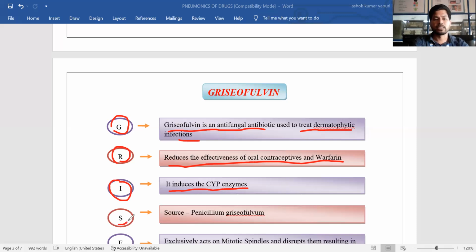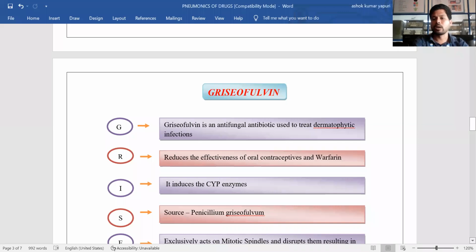The next letter is S. Regarding source, Griseofulvin is an antibiotic, especially an antifungal antibiotic. Like penicillins, it is also from a Penicillium species, Penicillium griseofulvum. Generally, penicillins are from Penicillium notatum, but here it is from Penicillium griseofulvum. So it is an antifungal antibiotic that acts on fungi, but penicillins act on bacteria. You know that. So this is regarding the first four letters of Griseofulvin.